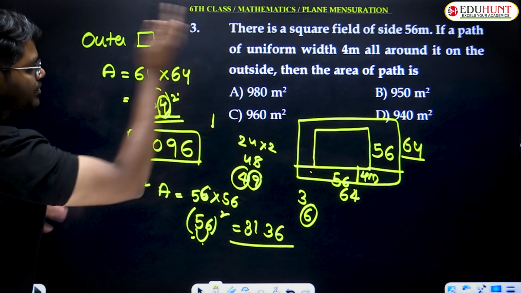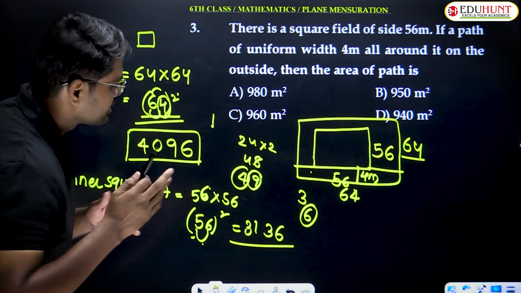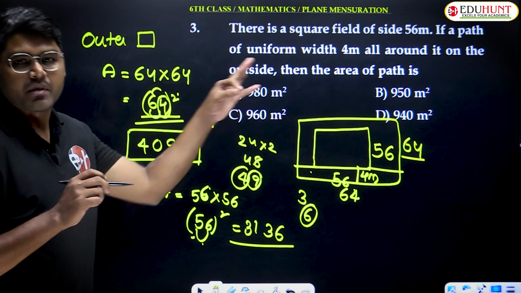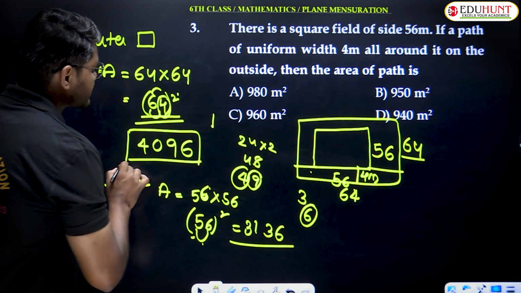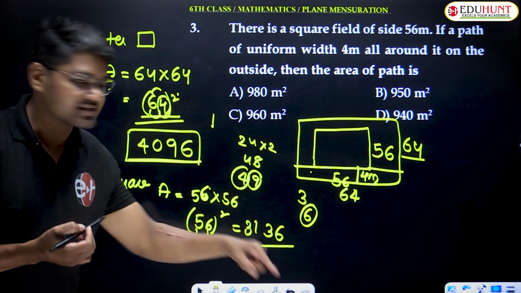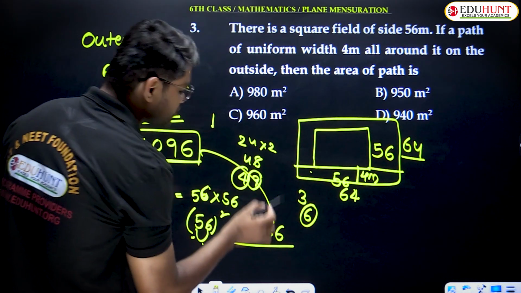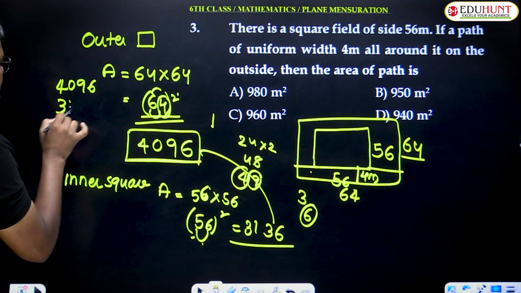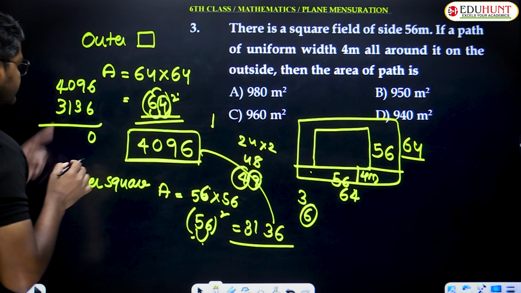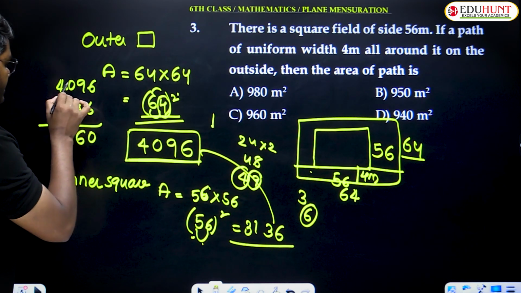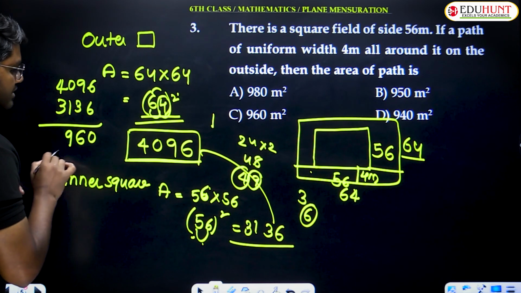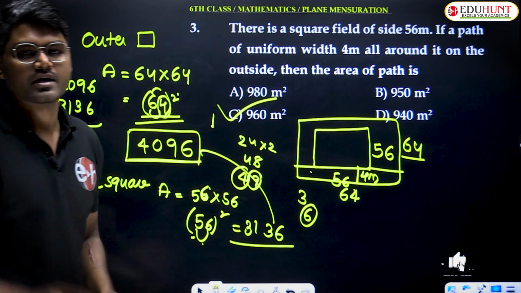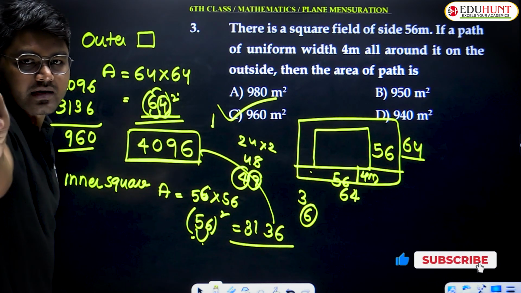Okay. Let's see now the area of the path. Area of the path means outer square area minus inner square area. Outer square area is 4096 and inner square area is 3136. Just subtract these two numbers and we'll get the answer. So here it is 4096 and 3136. 6 minus 6 is 0, 9 minus 3 is 6, 0 minus 1 is... the answer is 960. So option C is the correct answer for this question. Okay. Let's see the next one.